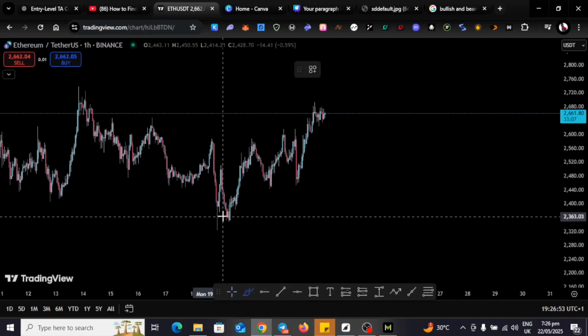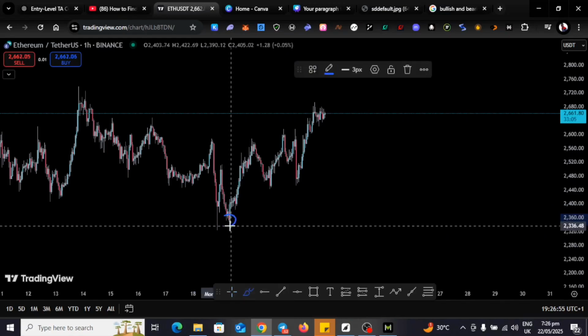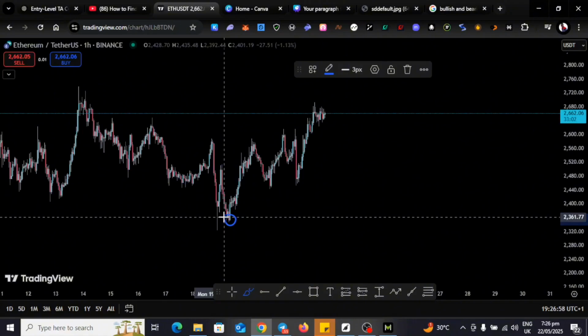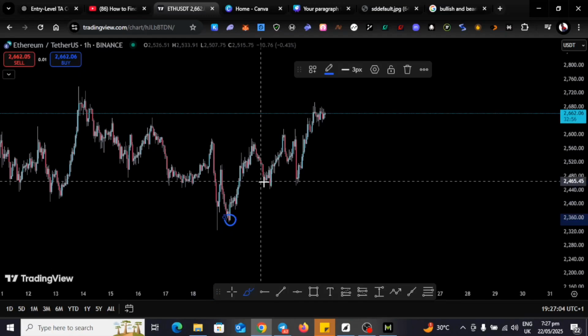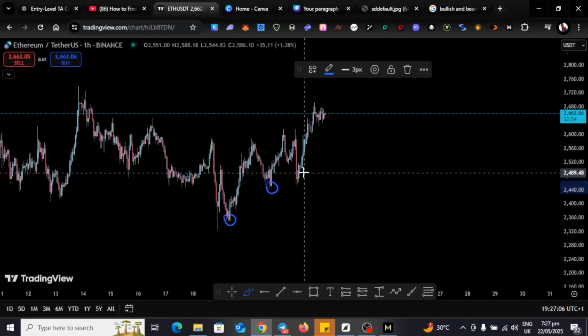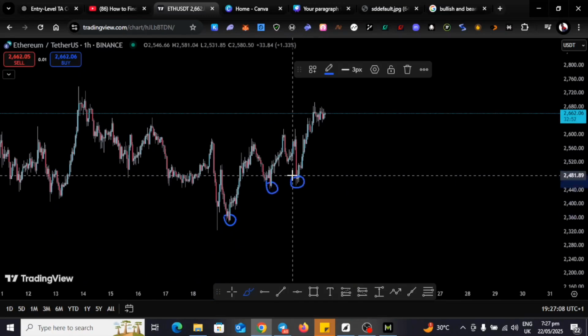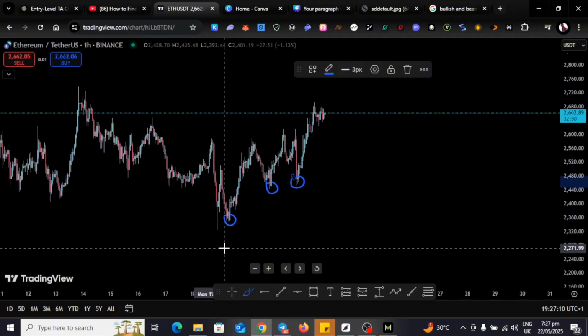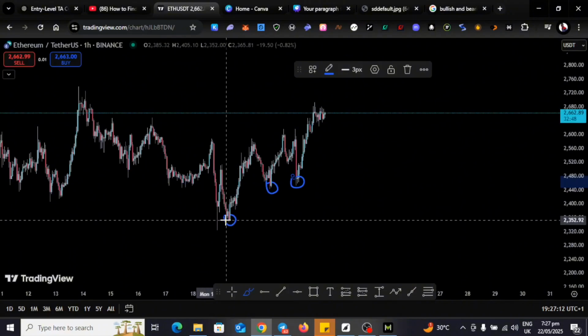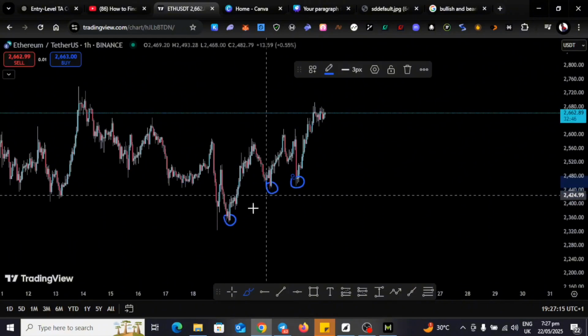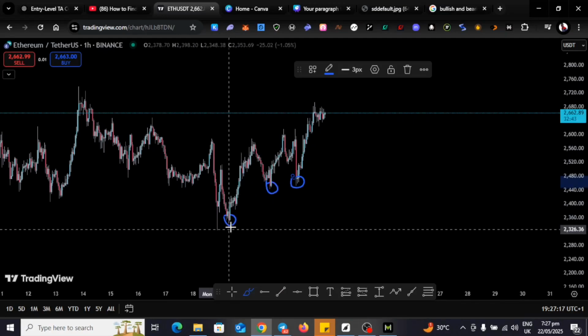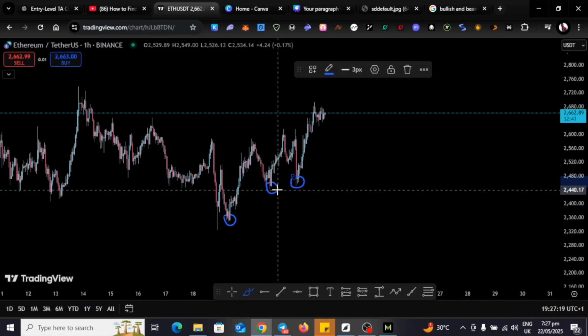So now this is a low. A low is a point where the market drops down, the down part. So this is a low and this is equally a low, another low. Now, what is a higher low? This is a low, but this is equally a low. You can see that this low is higher than this, so this is considered a higher low.